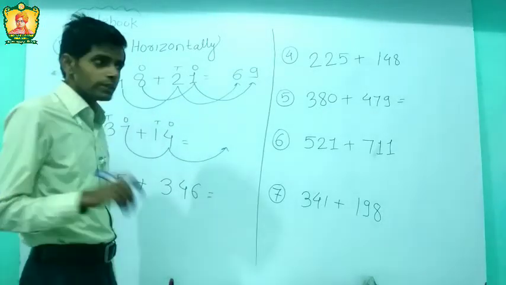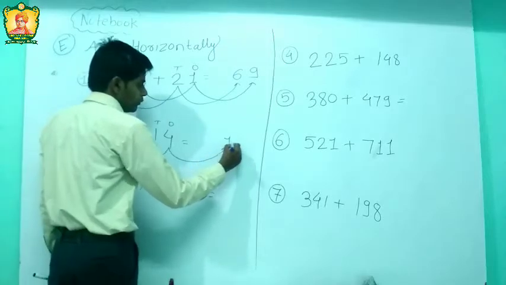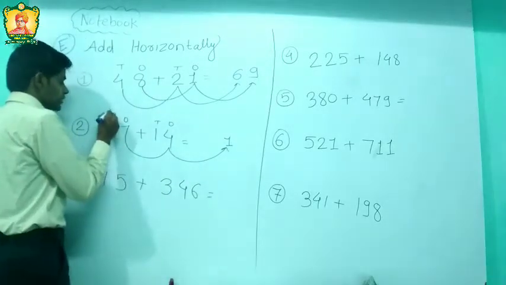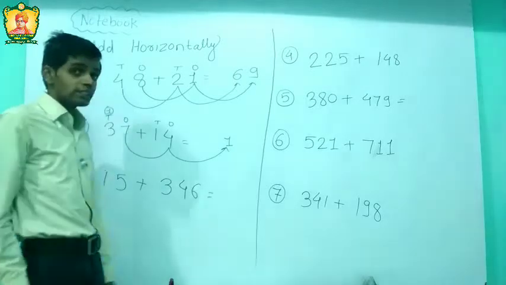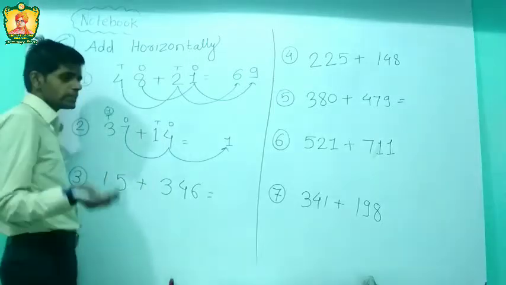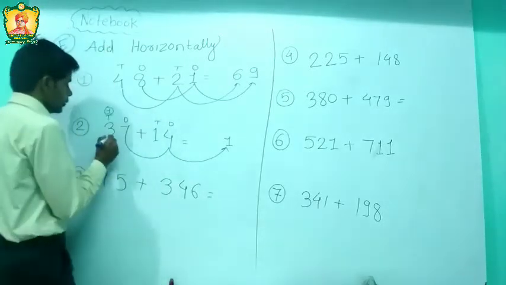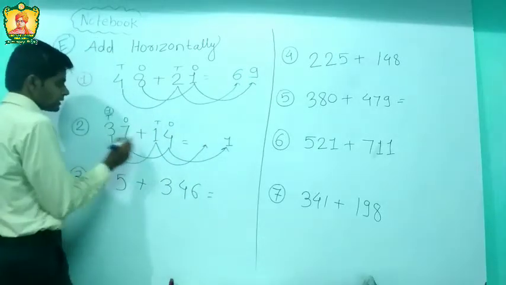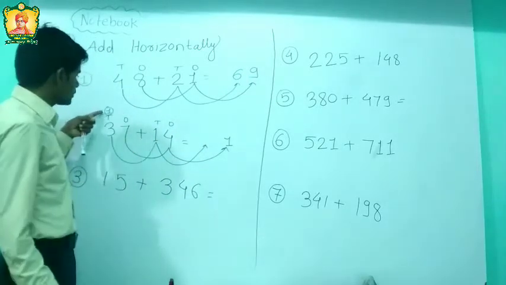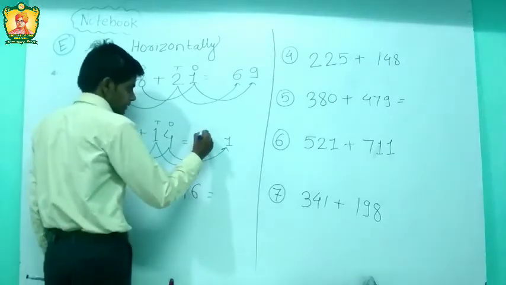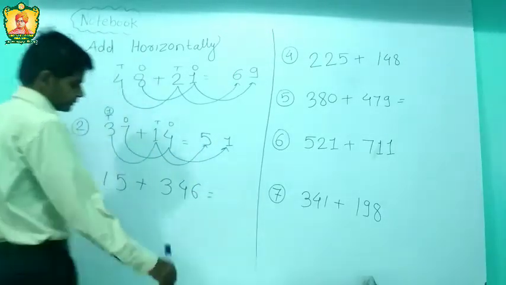11 is a 2-digit number, that's why we will write 1 here and 1 will be carried forward to the 10th place. Remember, if there is any regrouping, we regroup it. Now add the digits at the 10th place. So 3 plus 1 gives us 4, and the 1 which is carried forward, 4 plus 1 is 5. The answer is 51.